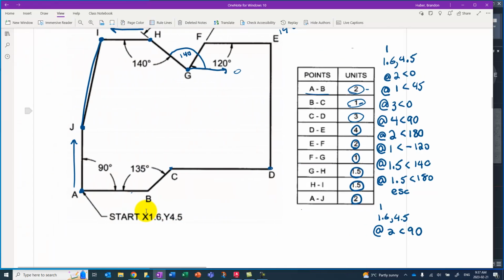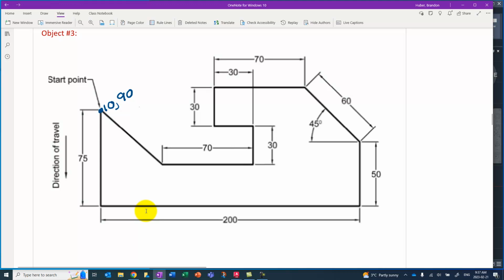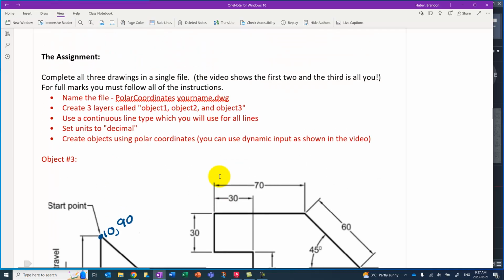So to finish out the assignment, you're going to scroll down, and you're going to create this object on layer 3. I tried to pick a fairly easy one. There's a lot of lines just going straight down, to the right, straight up. There's a few angles, but I think not too hard to figure out. Couple things for you to make sure that you do. First off, make sure you're saving your file in the A drive and call it polar coordinates with your name. Don't forget to create the 3 layers shown in the video here.